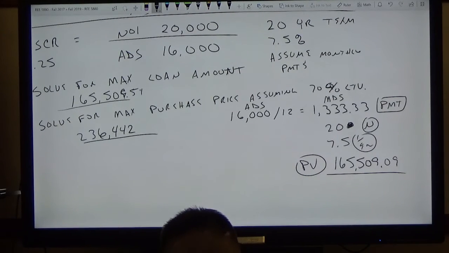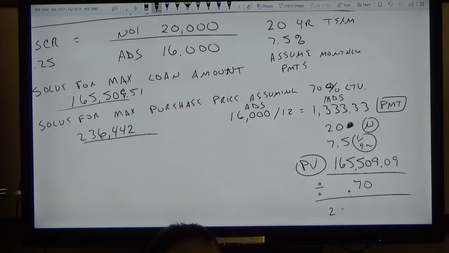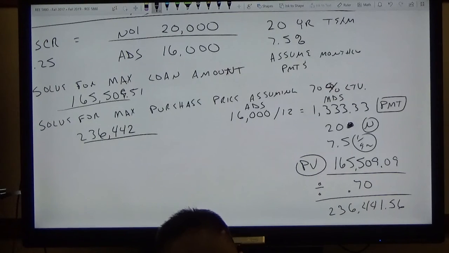Then to get the maximum purchase price, you simply take that number divided by the loan to value ratio of 0.7, or 70%. So the maximum purchase price is 236,441.56, or rounded, 442. So yes, Andrew was correct. Woo! So that makes sense, everybody?